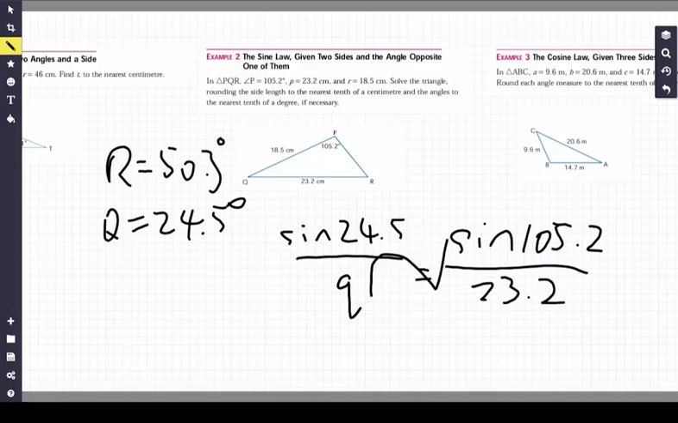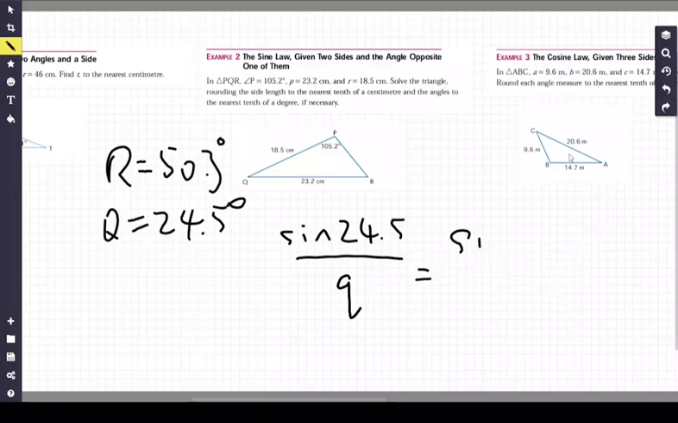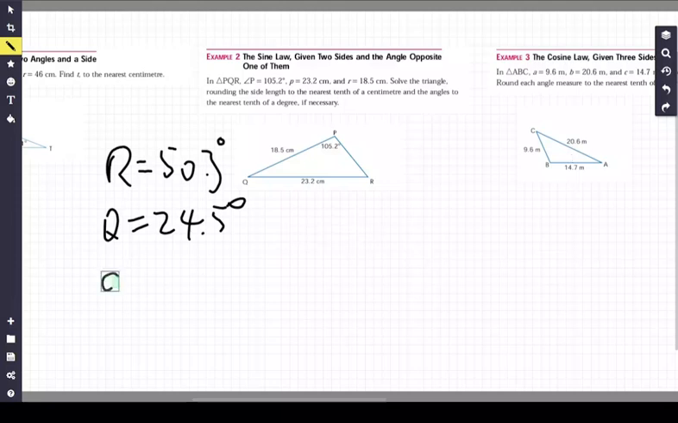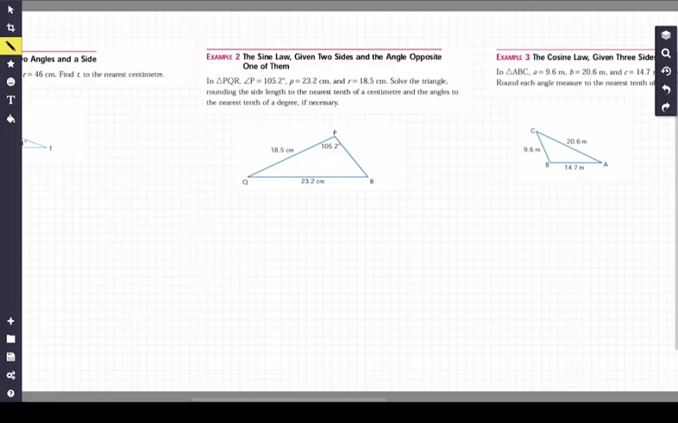So we go ahead and do this. So sine 24.5 degrees multiplied by 23.2 divided by sine of 105.2 degrees. That's going to give us 9.9696, and we're going to round that up to 10 centimeters. So let me erase all of this. Small q is equal to 10 cm. And that is the entire triangle solved. Now let's move on to application of cosine law.